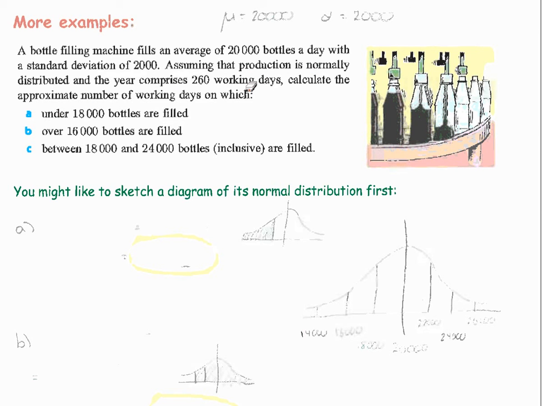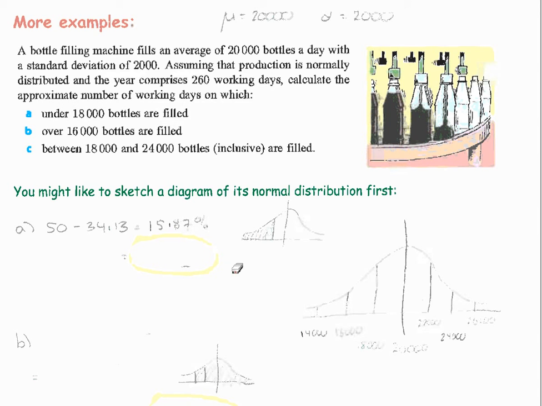Assuming that production is normally distributed and the year comprises 260 working days, calculate the expected number of working days on which under 18,000 bottles are filled. So remember that the mean is 20,000. So 20,000 represents this point here, and 18,000 is the mean minus 1 standard deviation. So the percentage first of all will be 50% minus 34.13, which gives you 15.87% in that shaded area there. It's always good to do a sketch first.